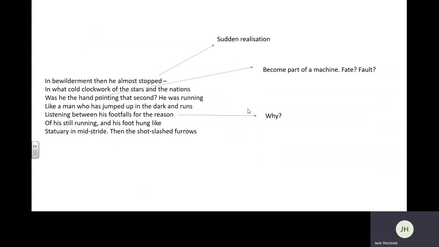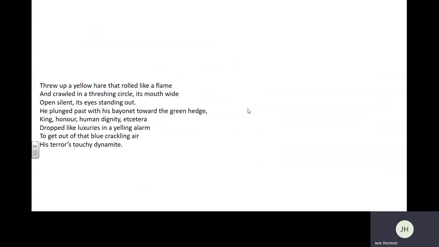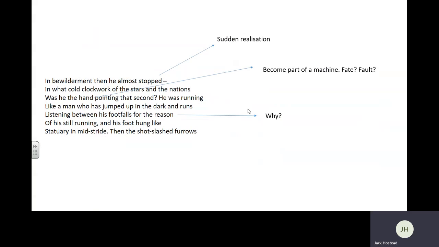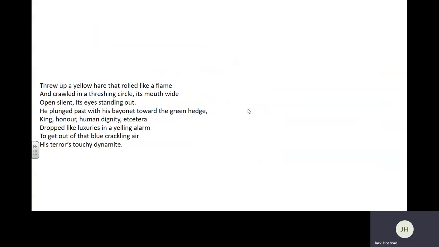Of his still running, his foot hung like statuary in mid-stride. Then the shot slashed furrows, threw up a yellow hair that rolled like a flame. So we've got that enjambment between the stanzas there. You can see it goes straight into the next stanza. And like I said before, we always talk about enjambment and caesura kind of reflecting pace. So is this kind of showing how fast this is moving and kind of the chaos that's going on around this soldier?